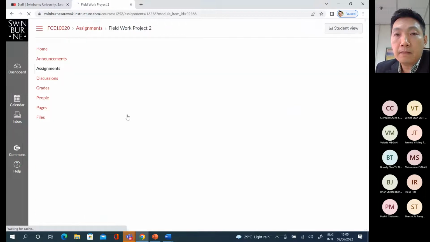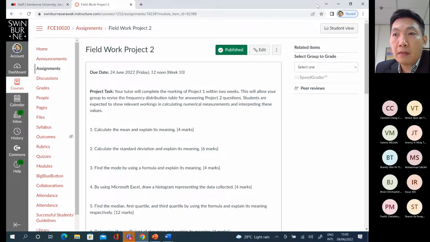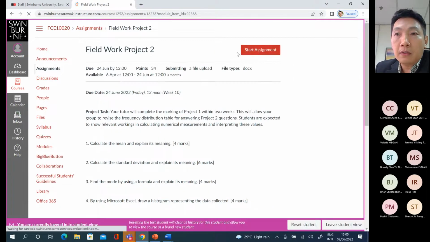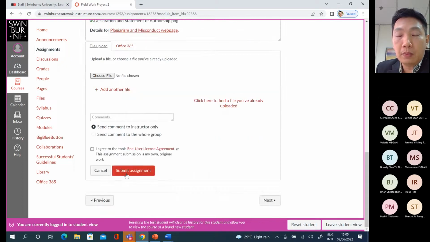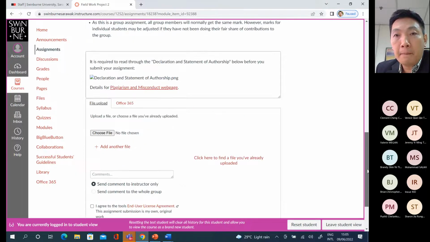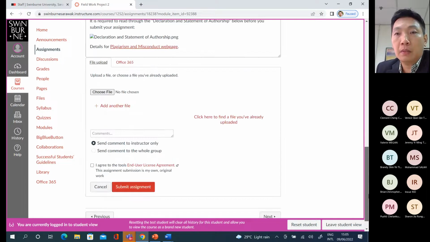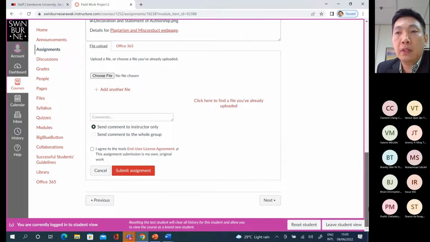So click on this. I go to student view. Then click on the start assignment so that you can submit your project 2 work. Click on the choose file button in order to attach your project 2 report. And then remember to click on the submit assignment. Also you need to check this before you submit for project 2. Week 10 is very soon. About 2 weeks.